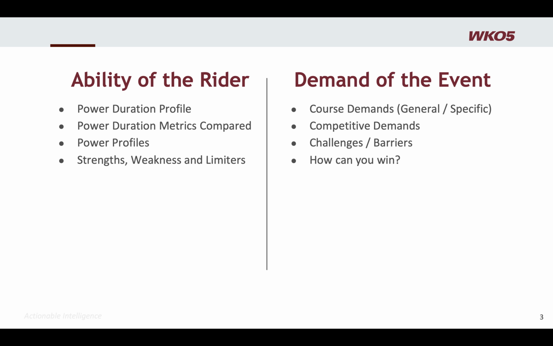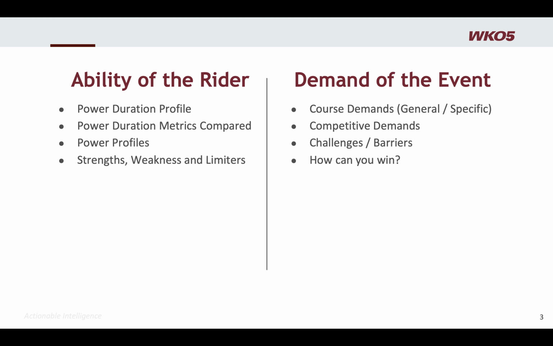You need to consider challenges and barriers, and this can actually be something people don't think enough about. Like, where is the race? How long is it to get there? Am I going to have all my stuff packed and ready to go? But also challenges and barriers, like maybe this event is your first century and you've never done a century. So that's a real barrier, right? You haven't gone that far yet.